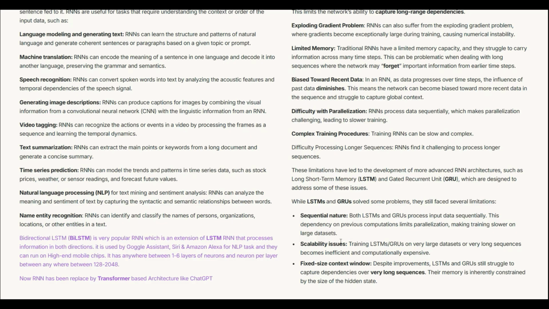Two, scalability issues. Training LSTMs and GRUs on very large datasets or very long sequences becomes inefficient and computationally expensive. Three, fixed size context window. Despite improvements, LSTMs and GRUs still struggle to capture dependencies over very long sequences. Their memory is inherently constrained by the size of the hidden state.